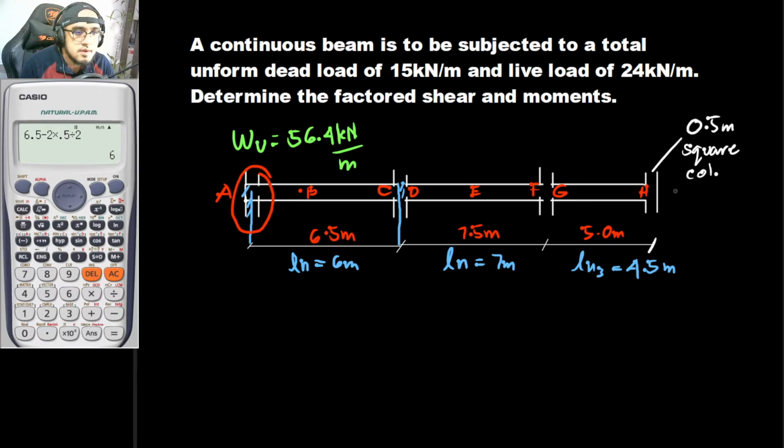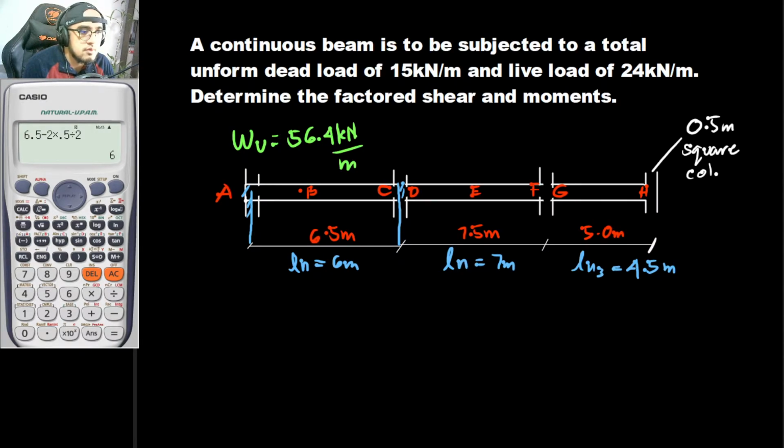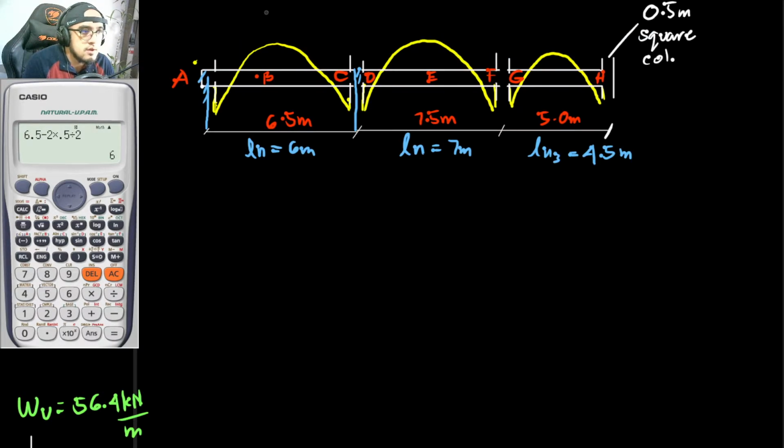And since there are to be columns there, it means that we will be making use of this first, or WLN squared divided by 14. Okay, so with that, this is now to be 1 over 14. Wait, let me change the color again. So green na lang. So 1 over 14. And the same is true with the other exterior span. So 1 over 14 din to, because basically they are a pair.